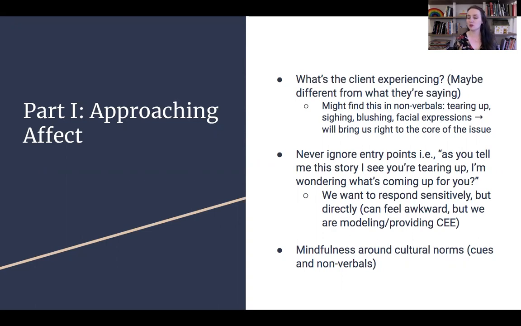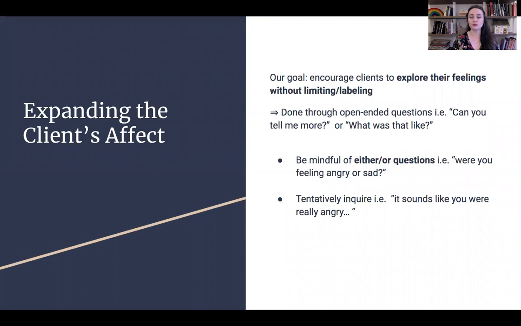corrective emotional experience. Now, often these entry points will show up as nonverbals: tearing up, sighing, blushing, facial expressions. All these things can really bring us right to the core of the issue. Important to note that we need to be mindful around cultural norms. Nonverbals look different in different cultures. So our goal is to encourage our clients to explore their feelings without us interfering and limiting or labeling.